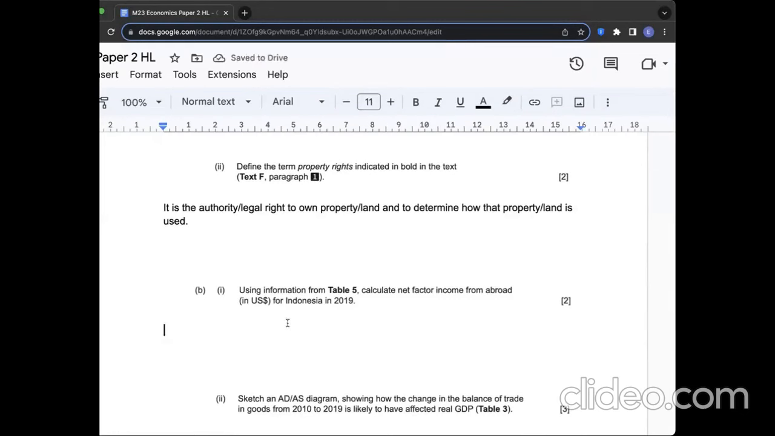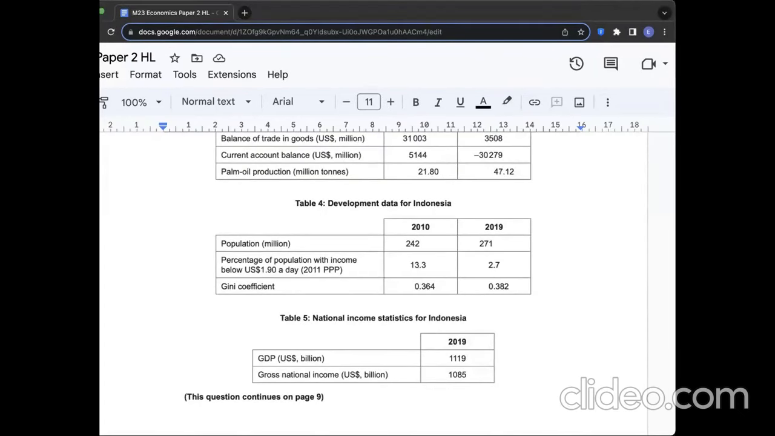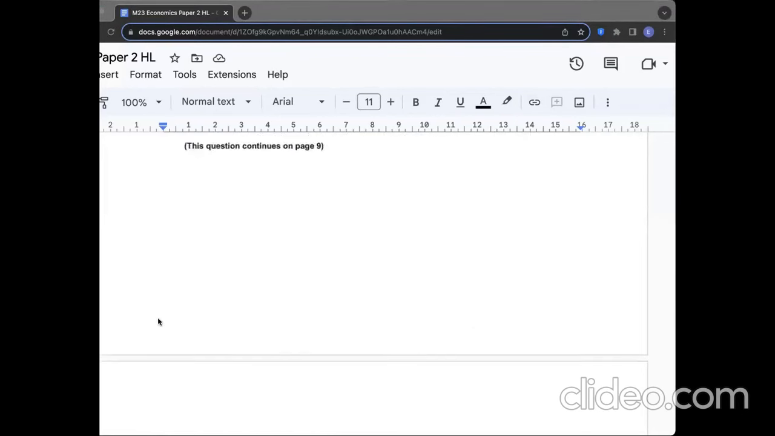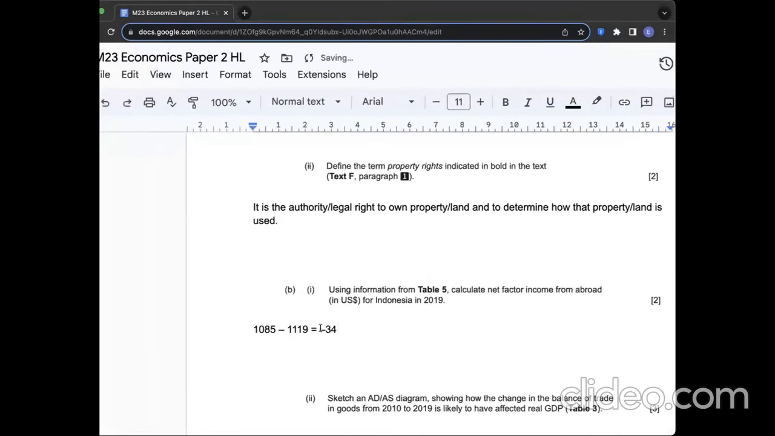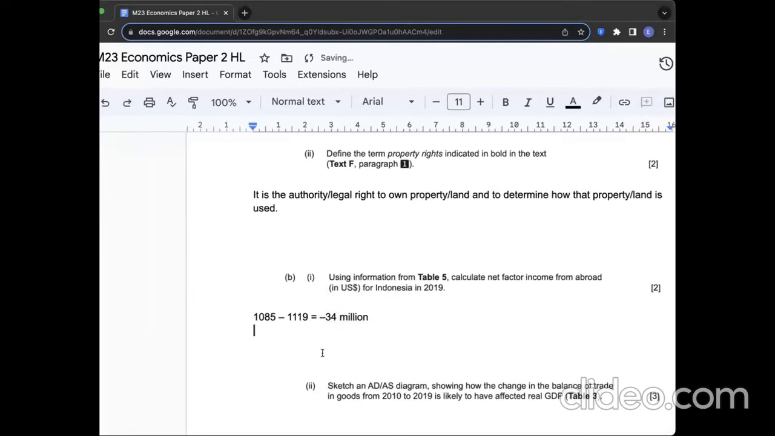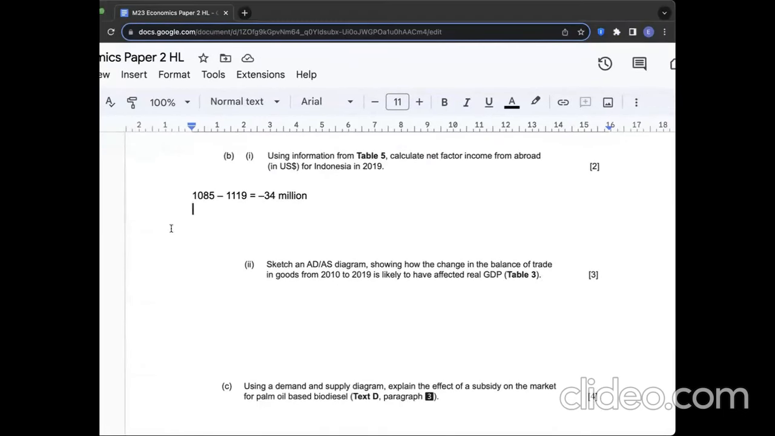B1, using information from table 5, calculate net factor income from abroad for Indonesia. Net factor income is going to be calculated from these two data, GNI minus GDP. So this one, which means the value is going to be negative, in other words, minus $34 million, I want to say. B2, sketch an AD/AS diagram showing how the change in the balance of trade in goods from 2010 to 19 is likely to have affected real GDP.